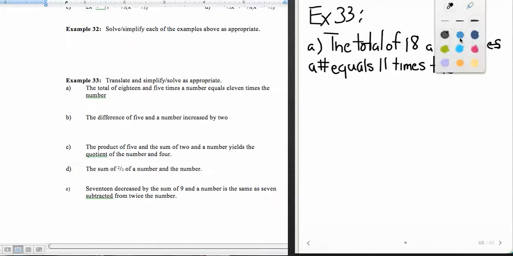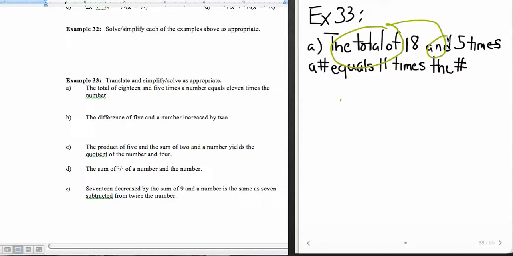Let's work a few translation problems now. So first we're going to translate and then we're going to simplify or solve where appropriate. Our first one says the total of something and something. So we have 18 and 5 times a number. So that's 5 and then times and then the number. Total means sum, so that's 18 plus 5 times the number.